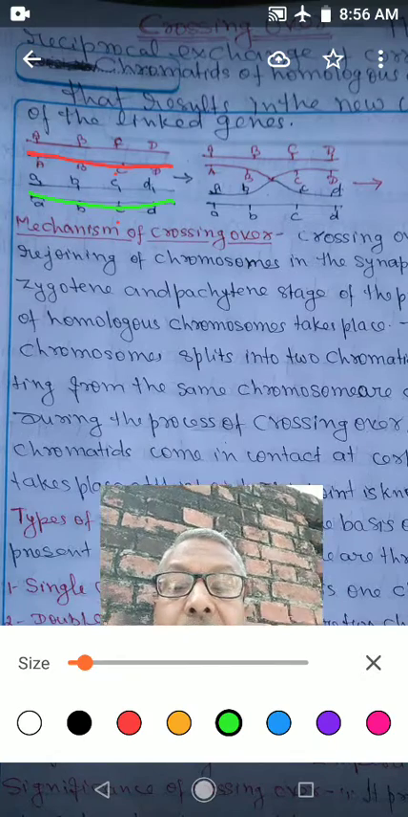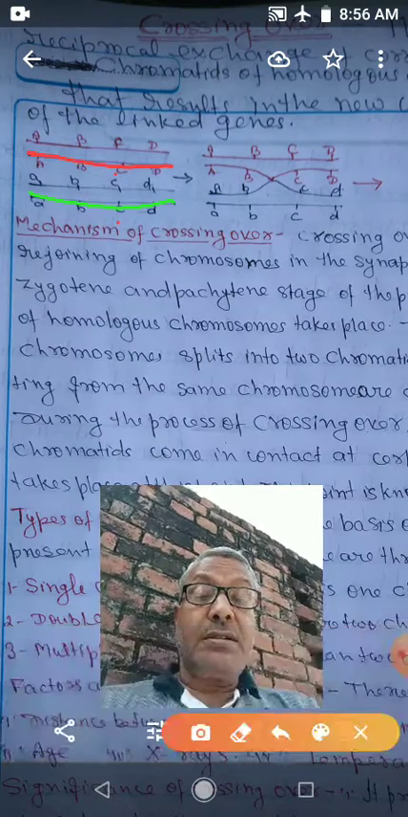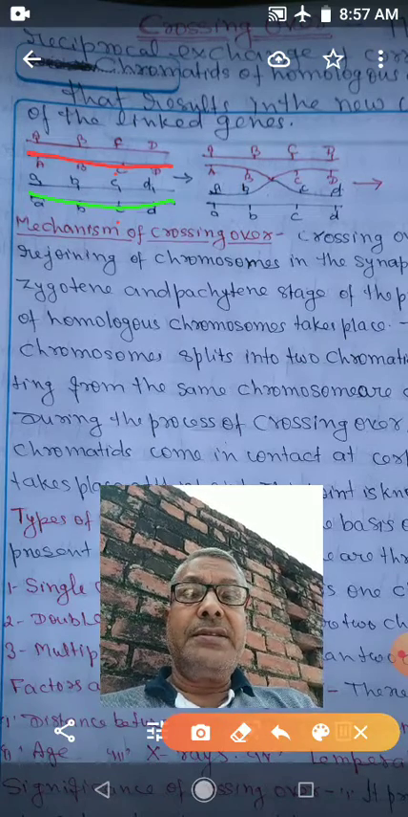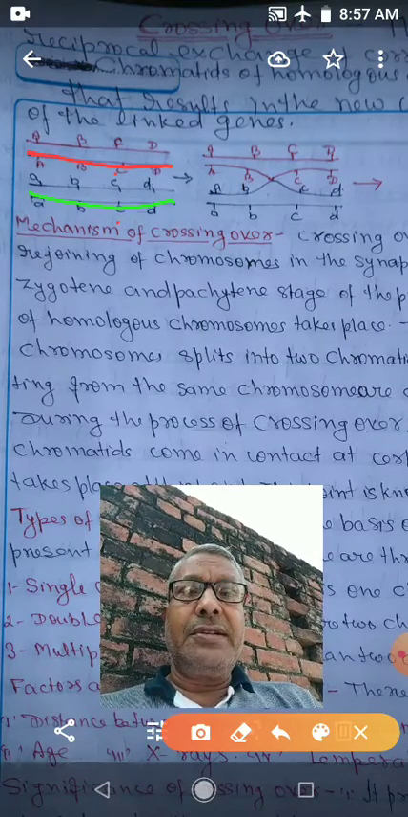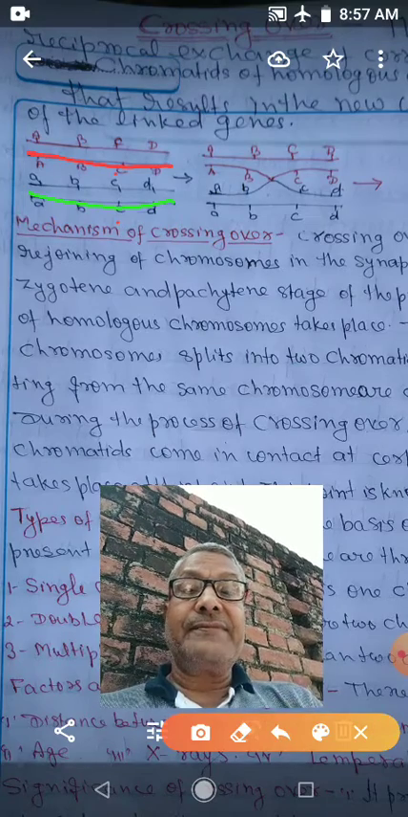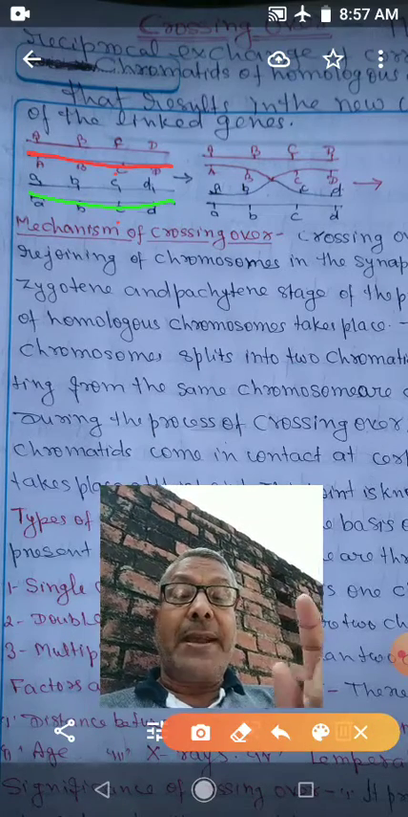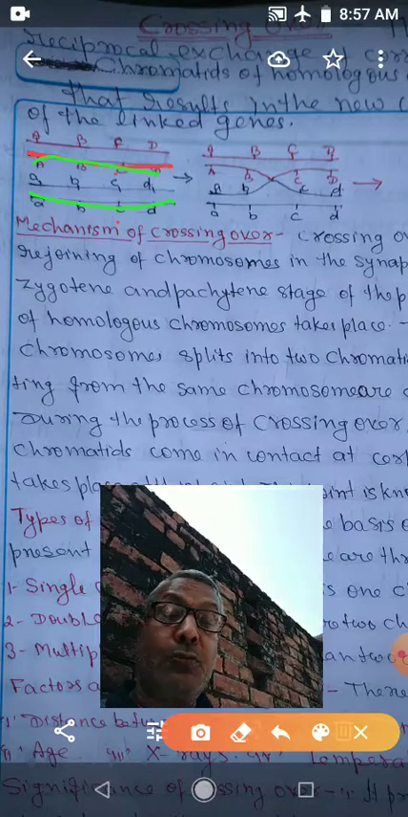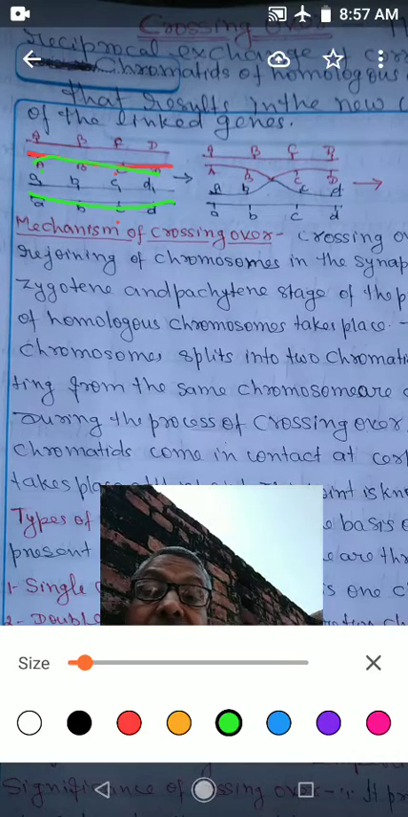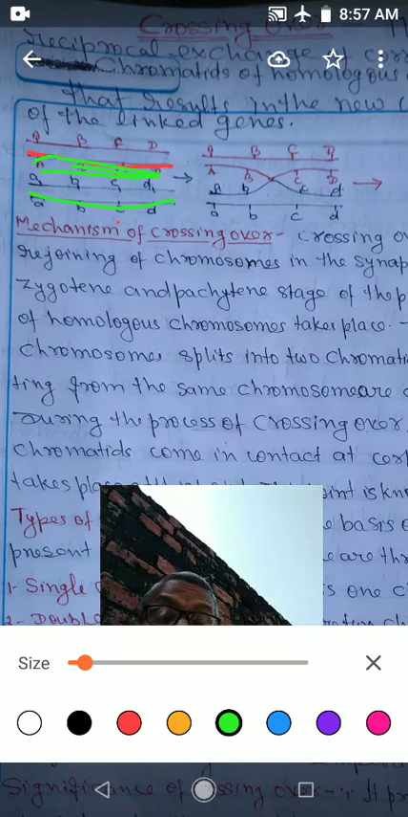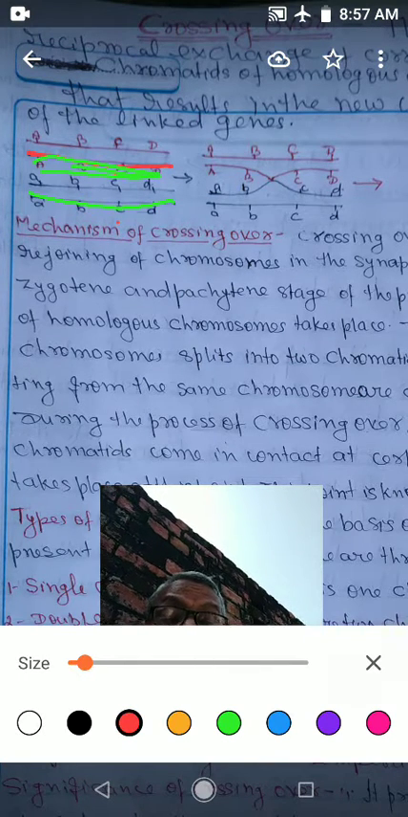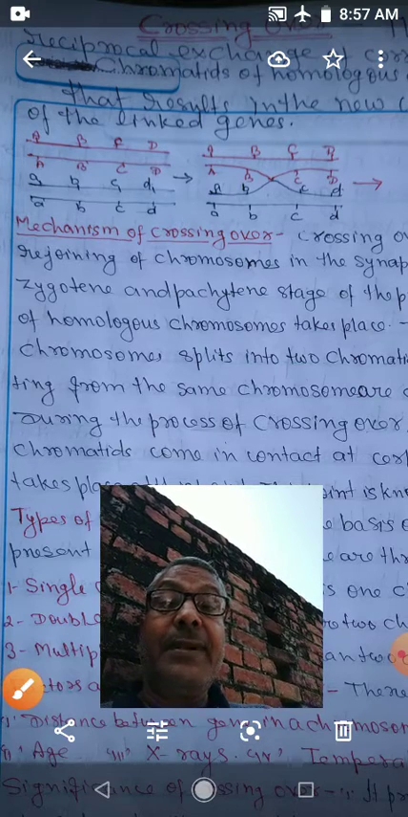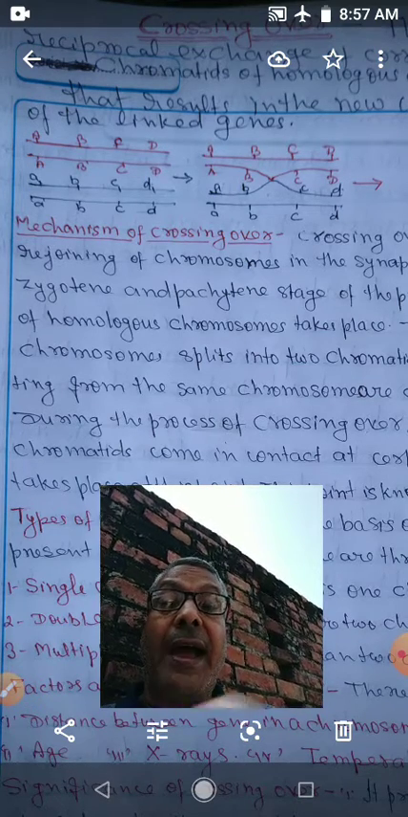So during meiosis division, in prophase 1 there is leptotene, zygotene, pachytene, diplotene and diakinesis. In the zygotene and pachytene, these homologous chromosomes, meaning two chromosomes which are similar in size, similar in shape and similar in structure, are coming together. So this is the pairing of homologous chromosomes.